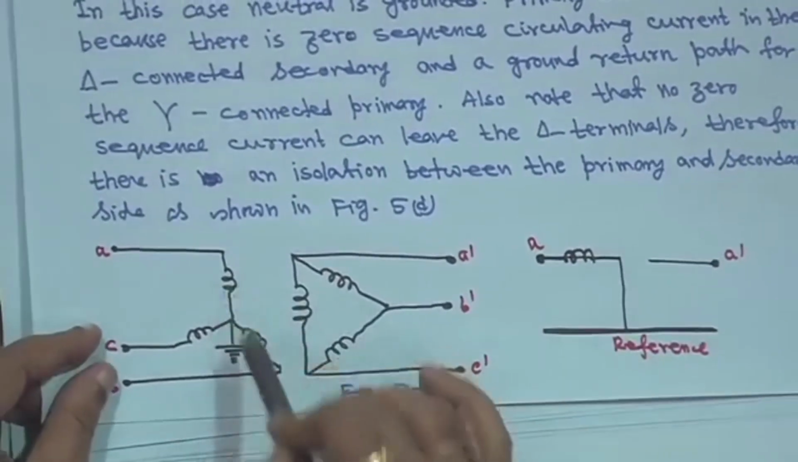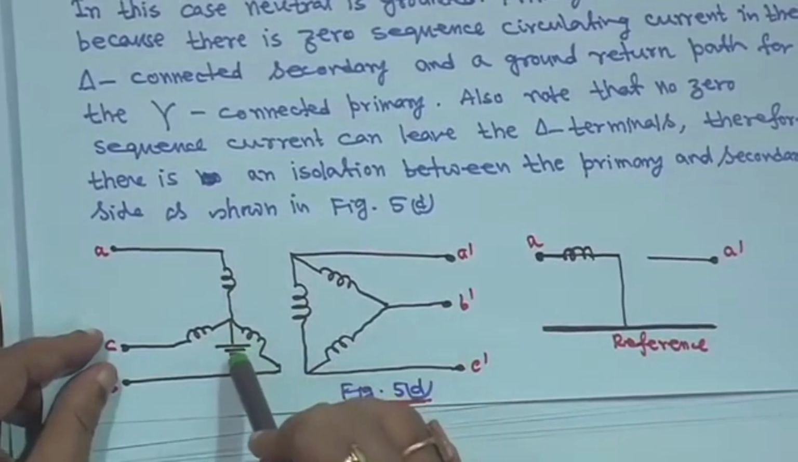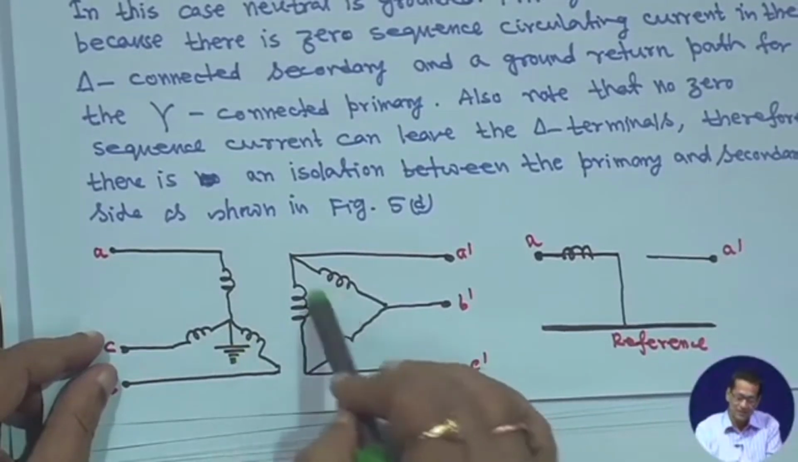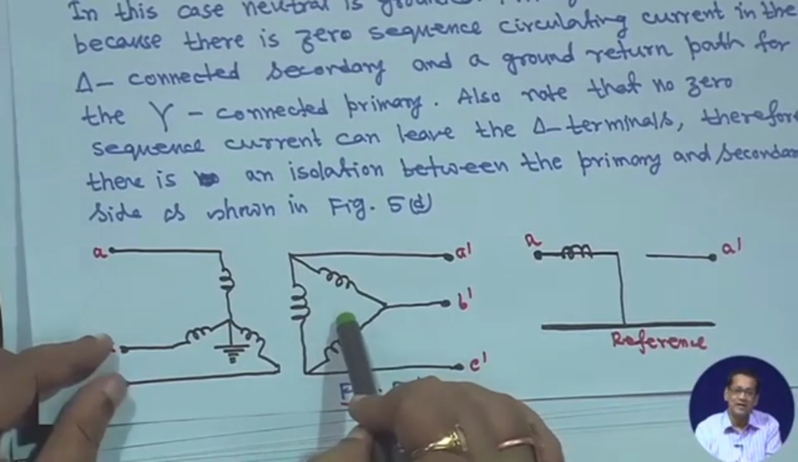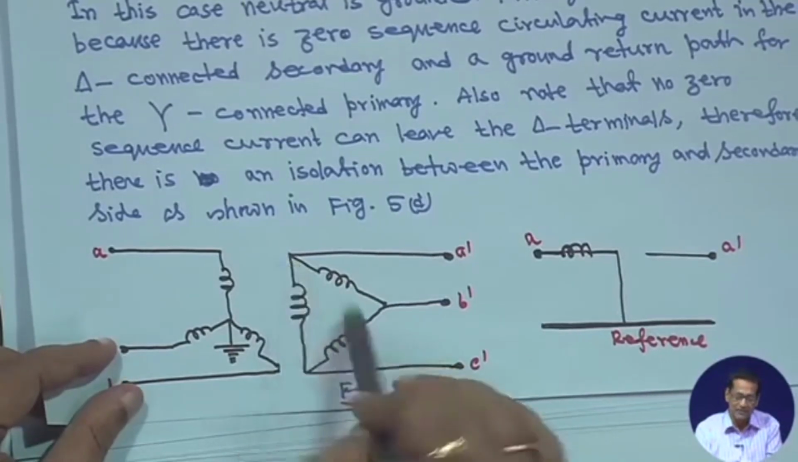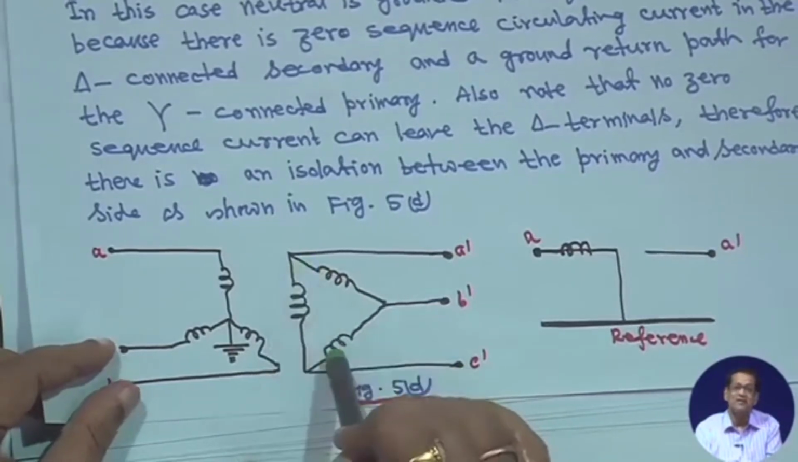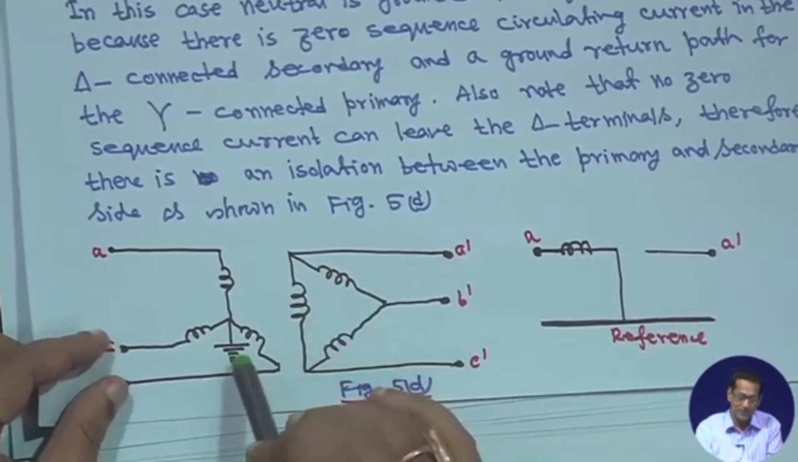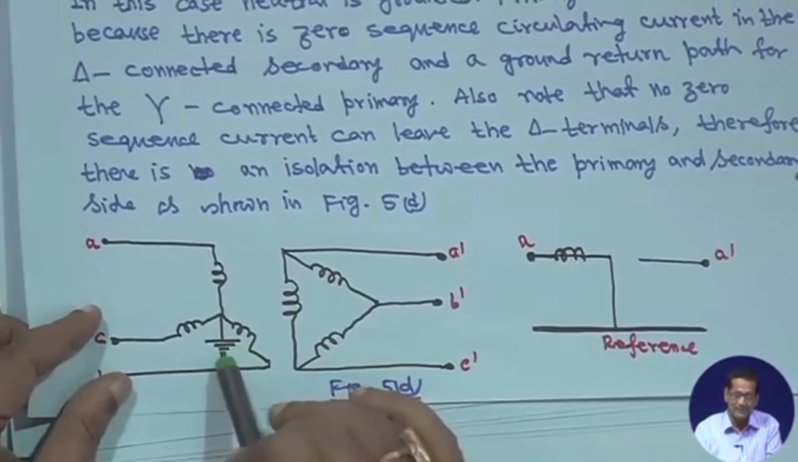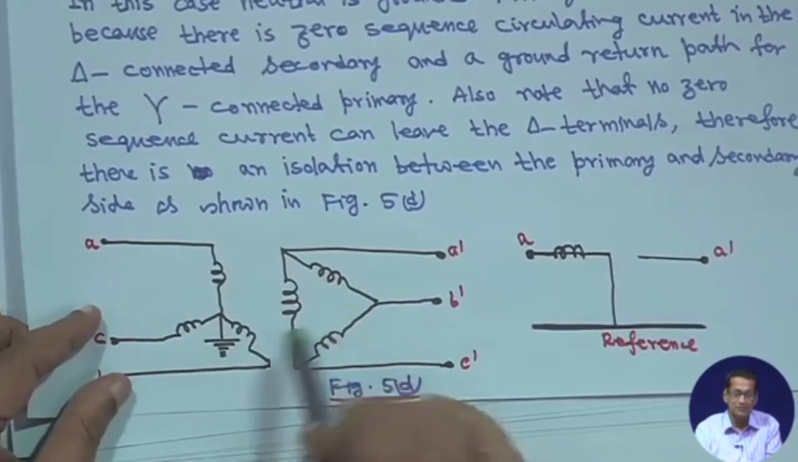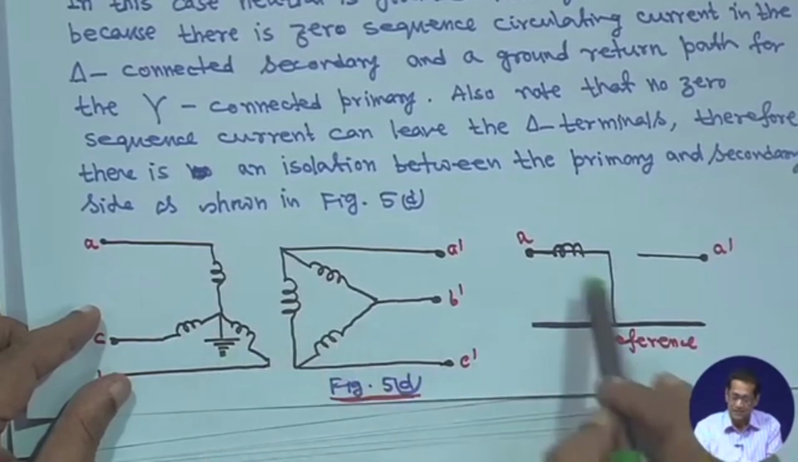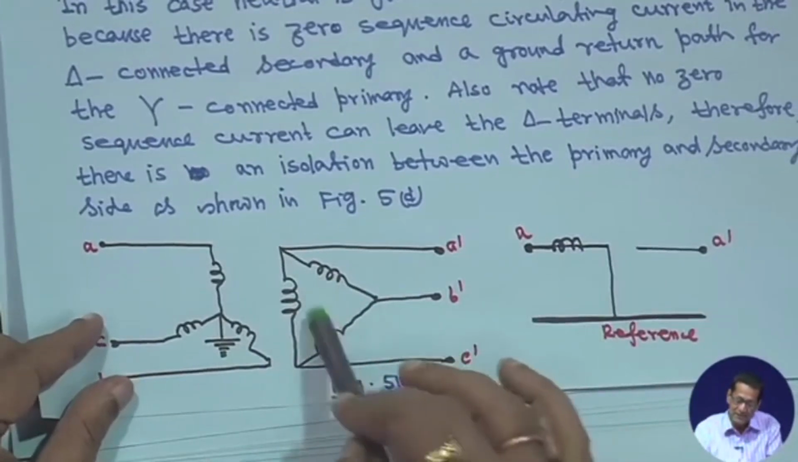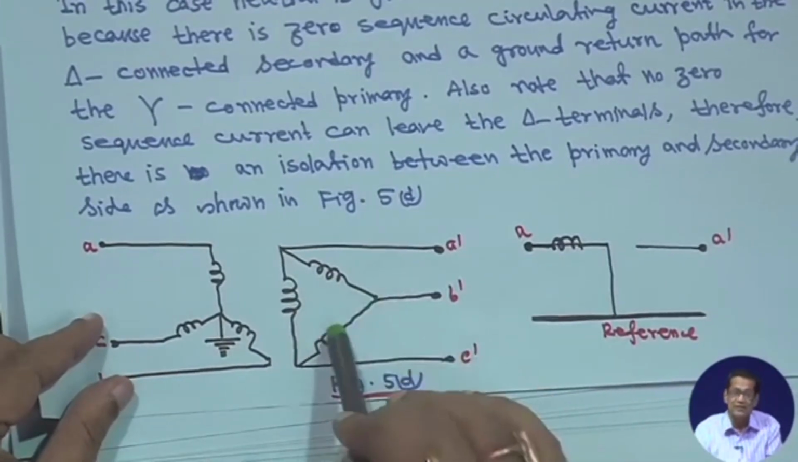So, this side is grounded. So, primary current will flow, and in delta also a zero sequence circulating current will be there, but it cannot leave the delta terminal; it will be circulating inside. That is why, primary current can flow because this side is grounded and the zero sequence current can flow on the primary side. And in delta it is a circulating zero sequence current, but it cannot leave the terminal.